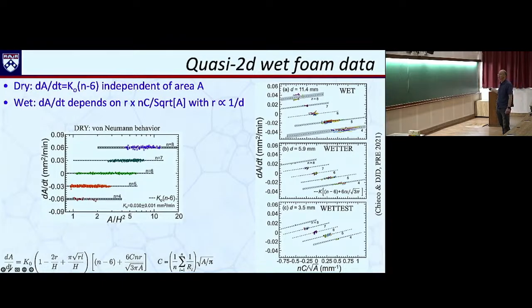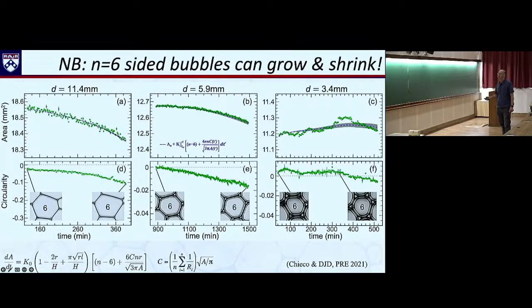Let me show you another slide where it's a little more dramatic. I think this is a better one to look at to show you that we think we understand what's going on with this. So here are areas versus time for 3 different 6-sided bubbles. Von Neumann says these should neither grow nor shrink, but look, these two shrank and this one grew and then started to shrink. So the behaviors of these 3 bubbles is really because this term is non-zero.